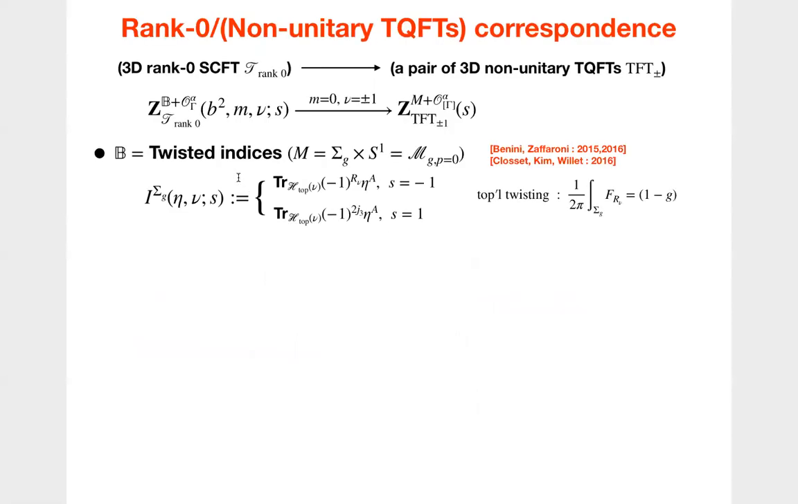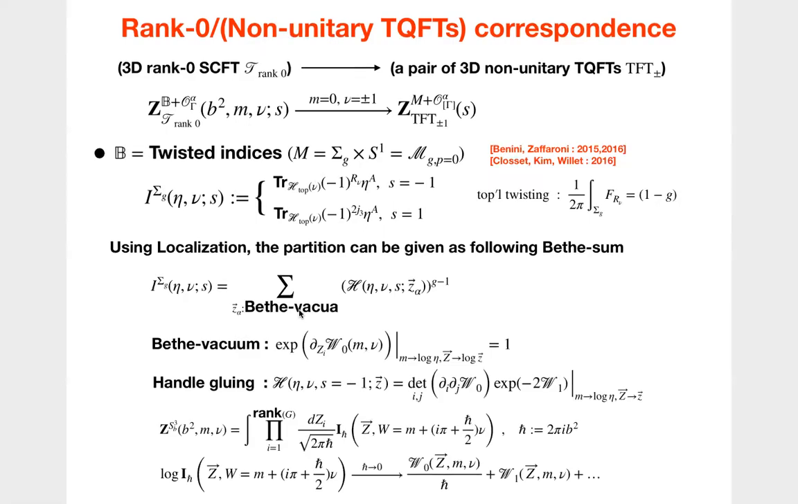And another popular supersymmetric partition function is the so-called twisted index, whose topological structure is a Riemann surface of genus g times S1. And the twisted index can be written in this form. Some trace is taken over the Hilbert space on the genus g Riemann surface with a partial topological twisting along this genus g Riemann surface. It's somewhat technical, but people found that using localization, the partition function can be written as a sum over Bethe vacua, weighted by the so-called handle-gluing operators.